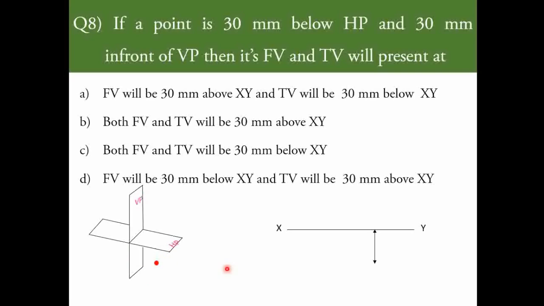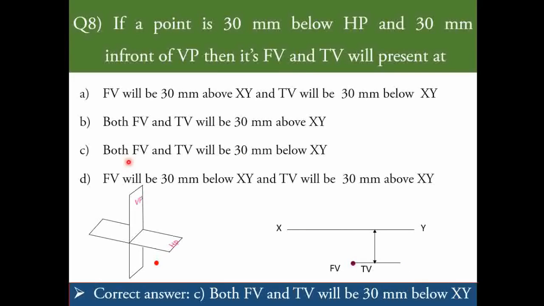This is how we have to represent the final diagram: draw the reference line XY, measure the distance 30 mm below the XY, draw the projection line, and at a particular location locate the final views. Because here both the dimensions are given as 30, the same location will be there for front view and top view, and both the views will be present below the XY line. The third option is correct: front view and top view will be below the XY line.